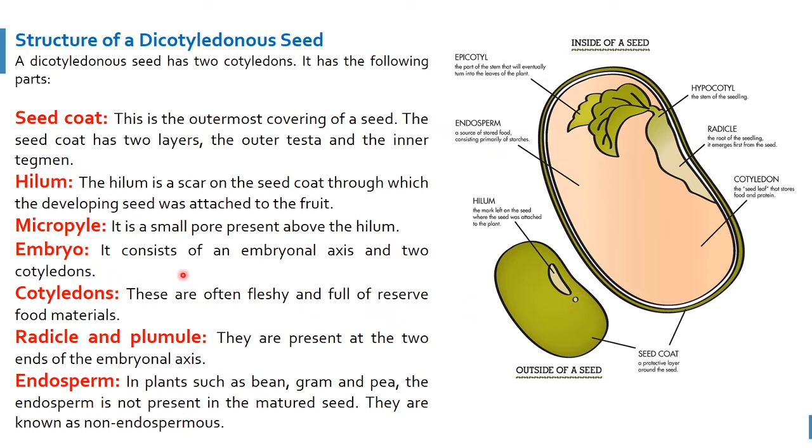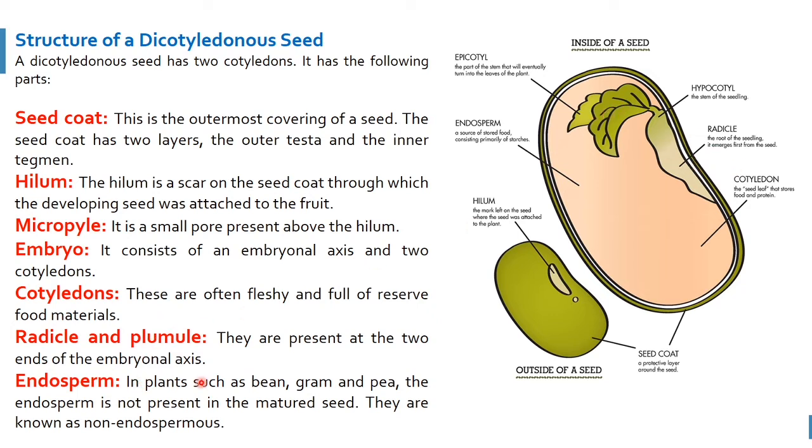Then there is the embryo, which consists of the embryonal axis and two cotyledons. This is the embryonal axis and these are the cotyledons, one in front and one at its back. Then there are the radicle and plumule. This is the radicle and this is the plumule. They are present at the ends of the embryonal axis. This is on the first end, this is on the other end.